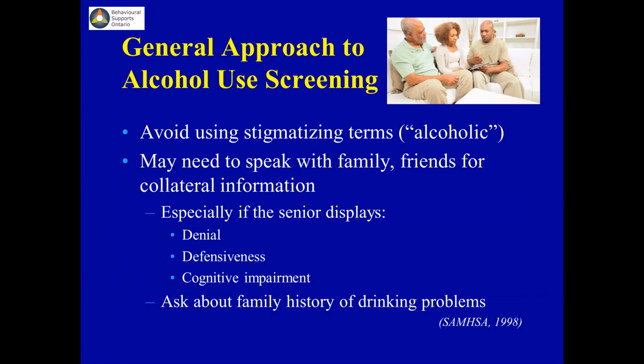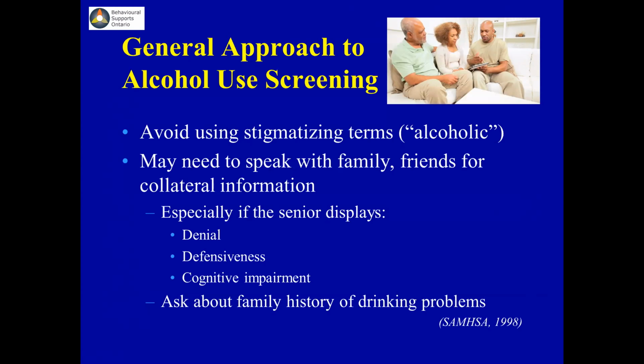And you may need to speak with family or friends for collateral information, with the older adult's consent, of course, especially if you see that the senior displays any denial, defensiveness, or if there's even any cognitive impairment involved. Certainly we know, especially with dementia, there's a lot of anosognosia, so there's a lack of insight into what's going on. And that can be prevalent with their alcohol use as well.